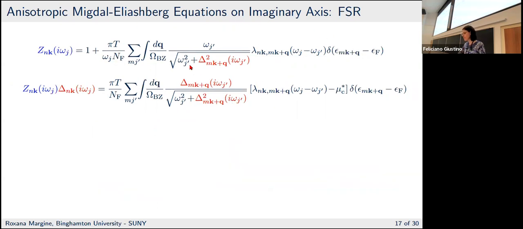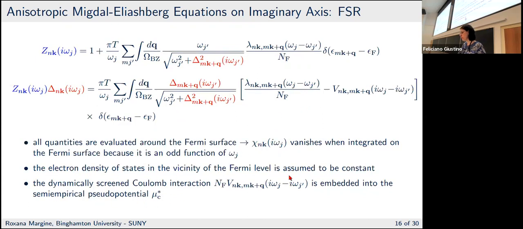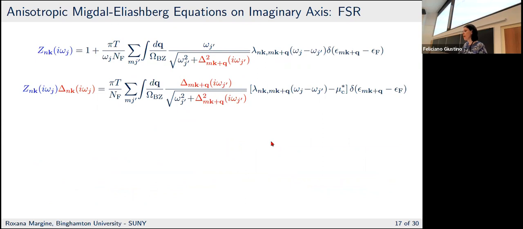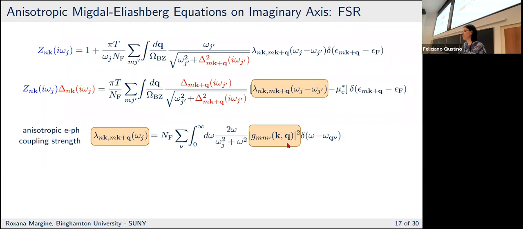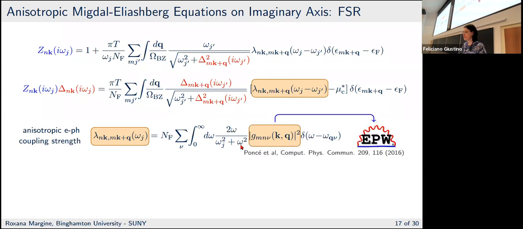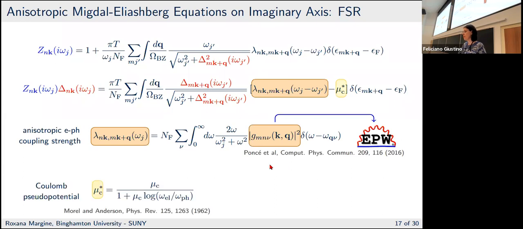Here it's the same equation. I'm just rewriting it, also using, as I said, this approximation that the Coulomb interaction is replaced by the semi-empirical pseudo-potential mu star. Now, in order to solve this equation and also the other form, the full bandwidth one, the key quantity that one needs to calculate is this anisotropic electron-phonon interaction. That's the key quantity that enters this equation, and it can be done efficiently with EPW.